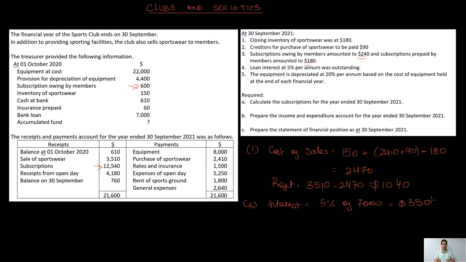Equipment at cost in the beginning was 22,000. During the year, we purchased fresh equipment worth 8,000. So the total cost of equipment held at the end of the year was 30,000. On this, the 20% rate will be applied and we will arrive at our depreciation on equipment at $6,000.